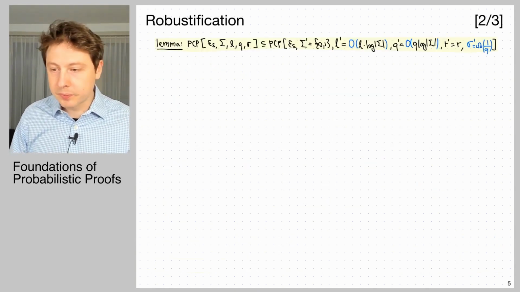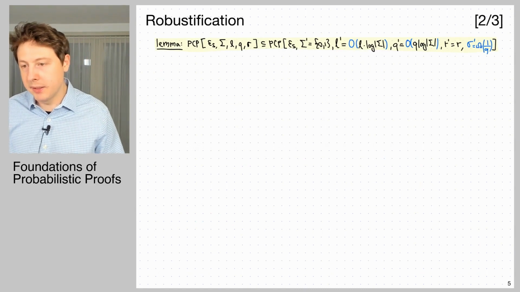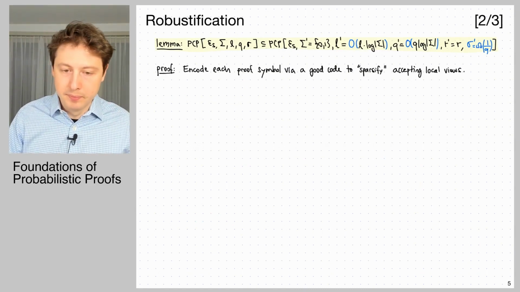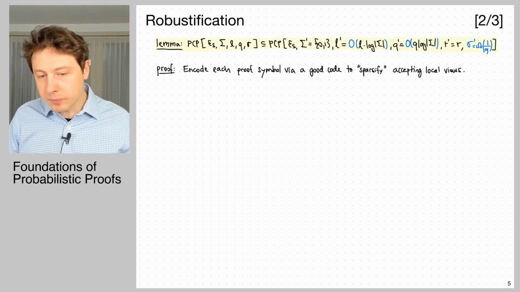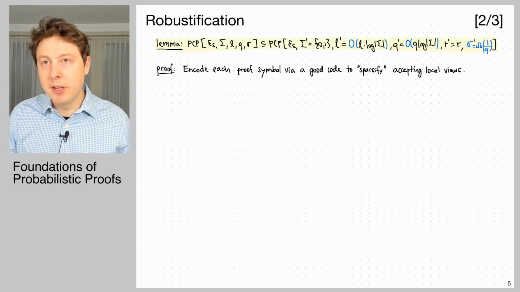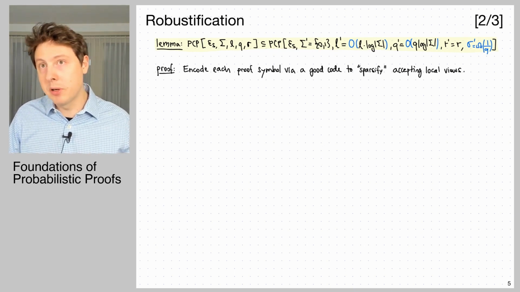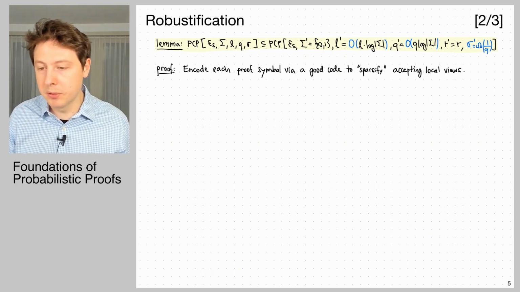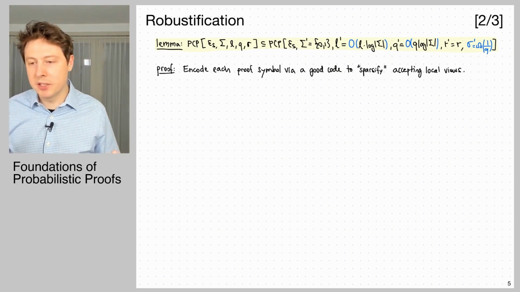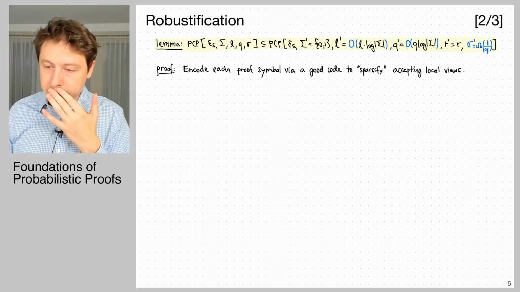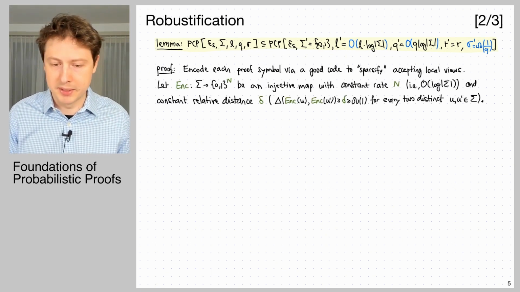So I'm just copying here again the lemma we want to prove. The idea is that we're going to take each large proof symbol and encode it via a good code, and then we're going to require the verifier to insist that symbols are part of the code. This will essentially sparsify accepting local views and put them far away from one another. So let me turn this into something more precise.